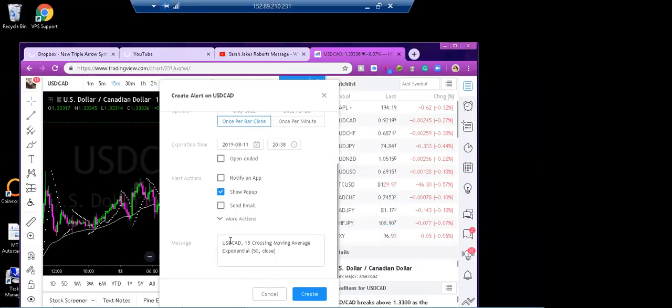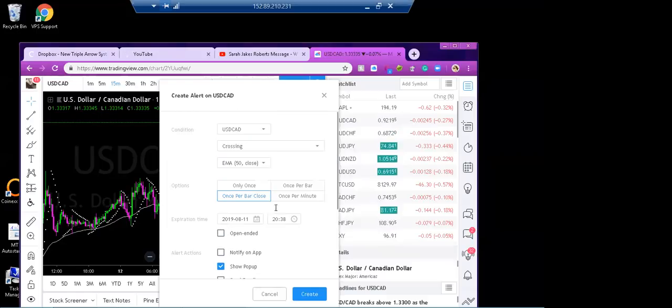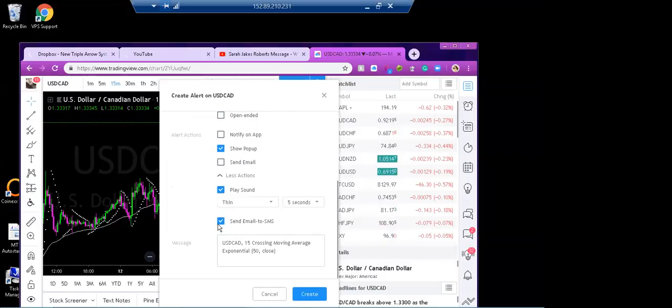It's like if you did a custom one for today, like if you were waiting for US 30 to come back and touch the 50, you can do a custom one however you want. But this one would say USD CAD, 15-minute crossing moving average, and then you hit create. You're going to want to have your cell phone number put in there, send email to SMS, and it'll send a text message to you. You can also make it play a sound on the computer. I don't like my email being super cluttered, because it already is cluttered. There you go, and it'll pop up. Hit create, and that's it.